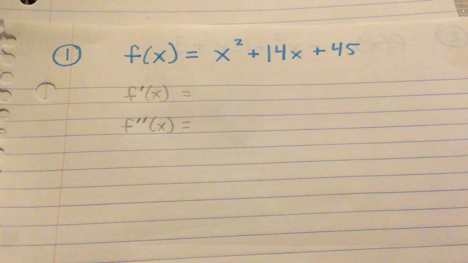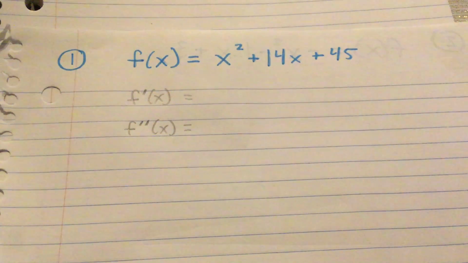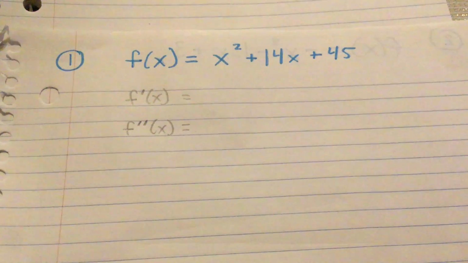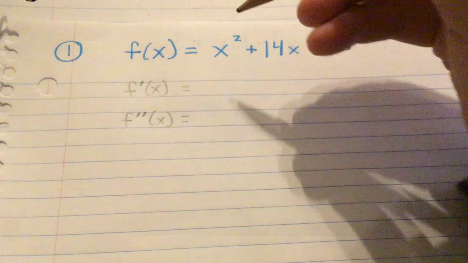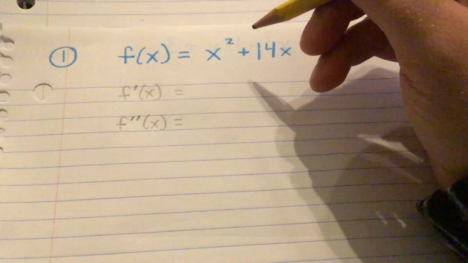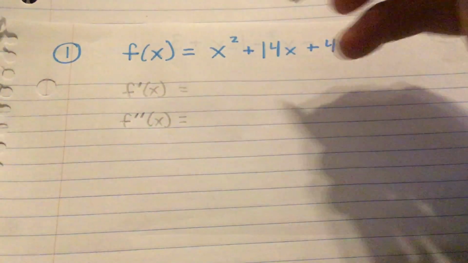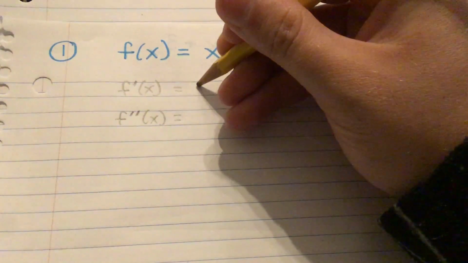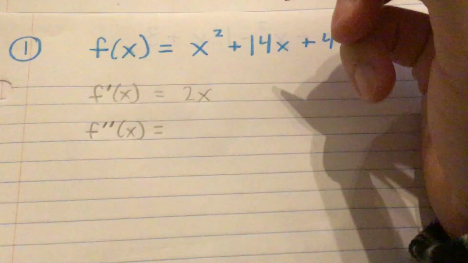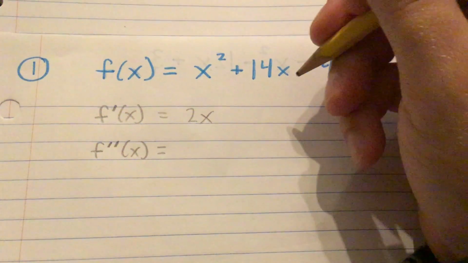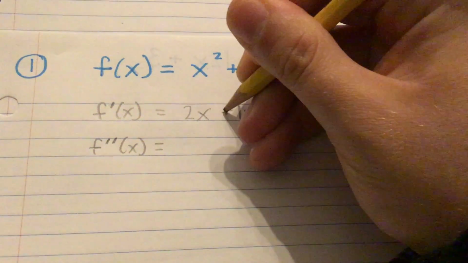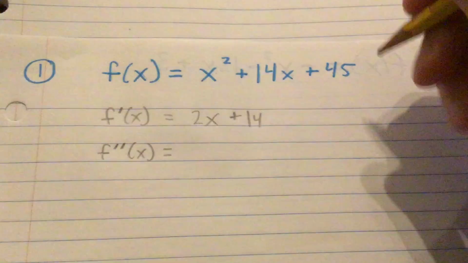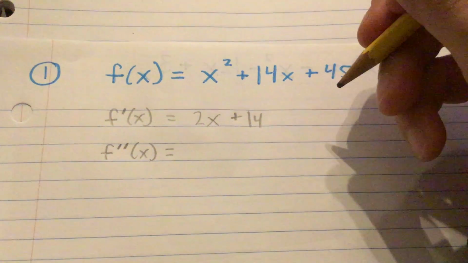Number 1, f of x is equal to x squared plus 14x plus 45. Find all the critical points. Local min, local max, or inconclusive. So what I want to do is let's just get all of our tools available. Let's take the derivative. So you got 2x. And the derivative of 14x, that's just plus 14. And the derivative of positive 45 is 0.